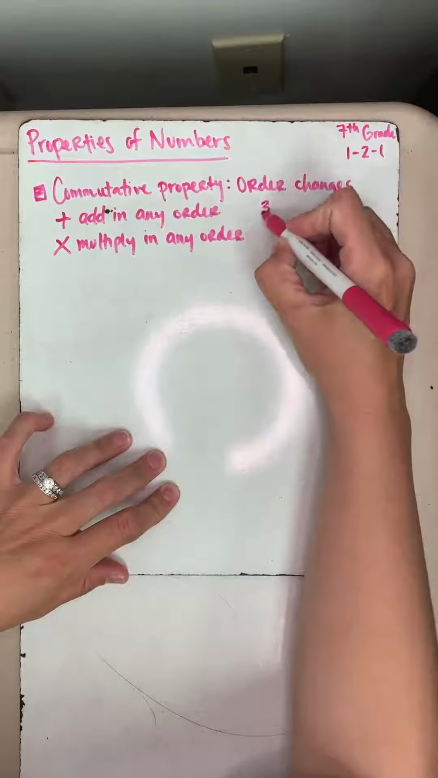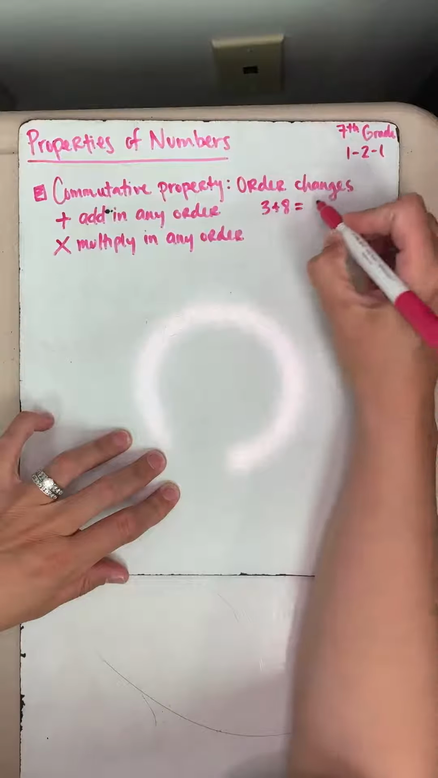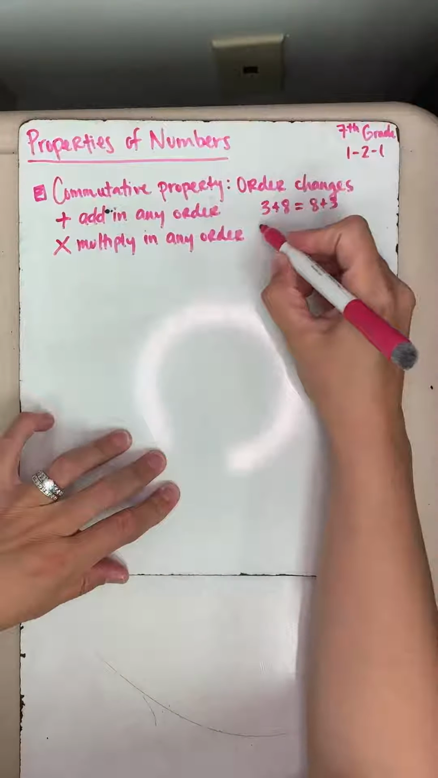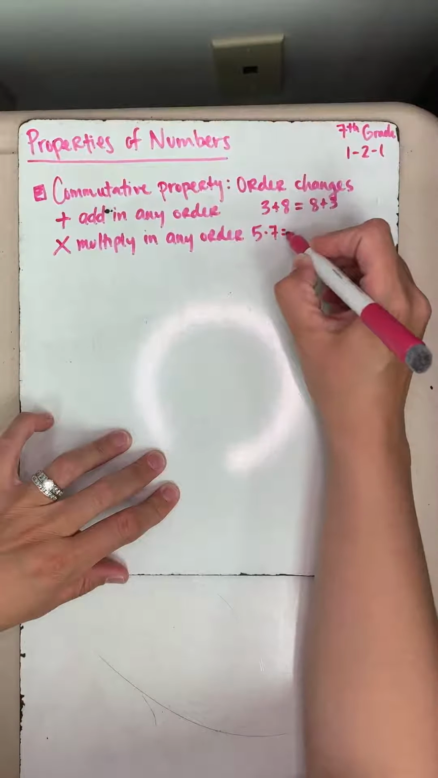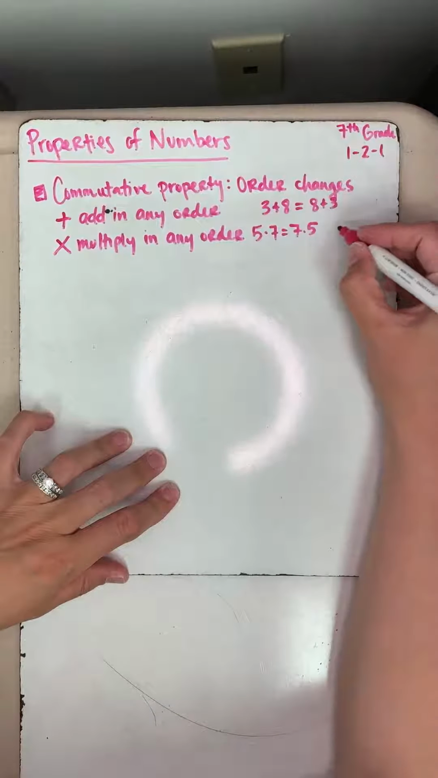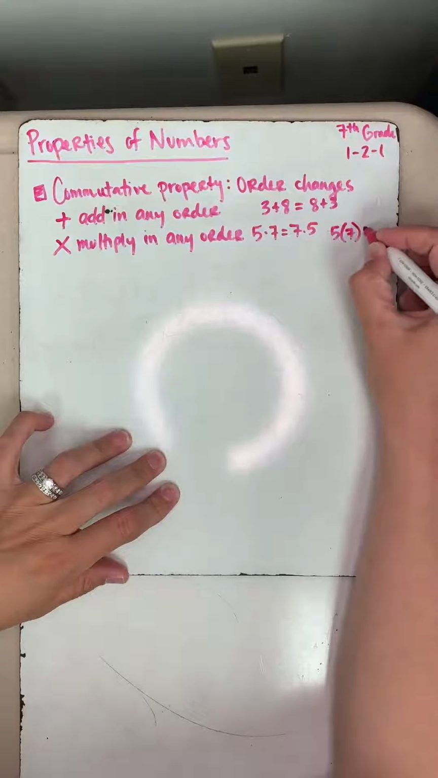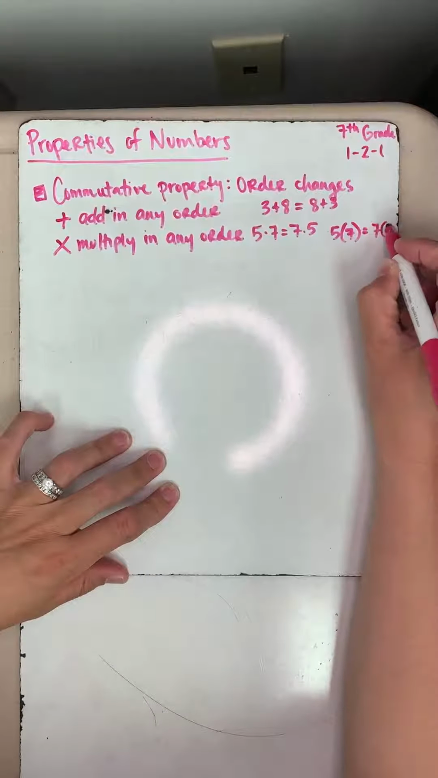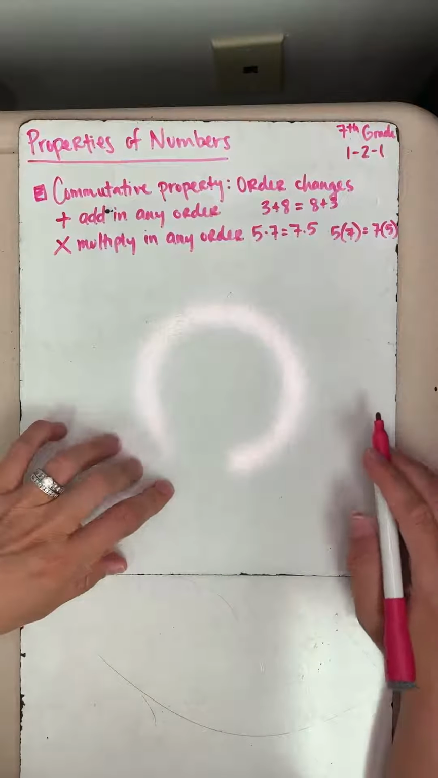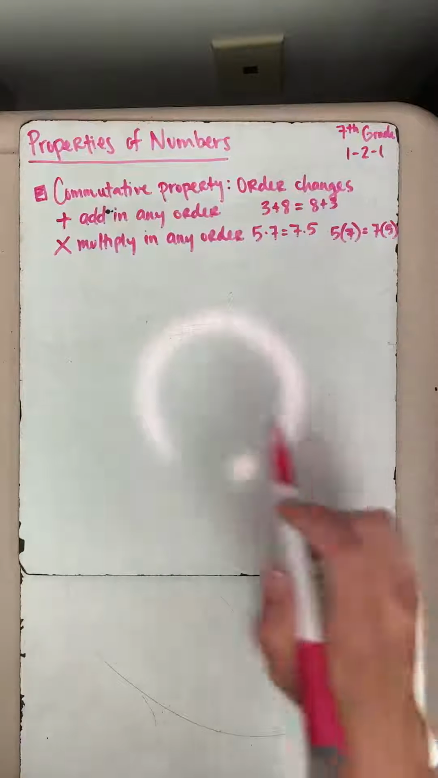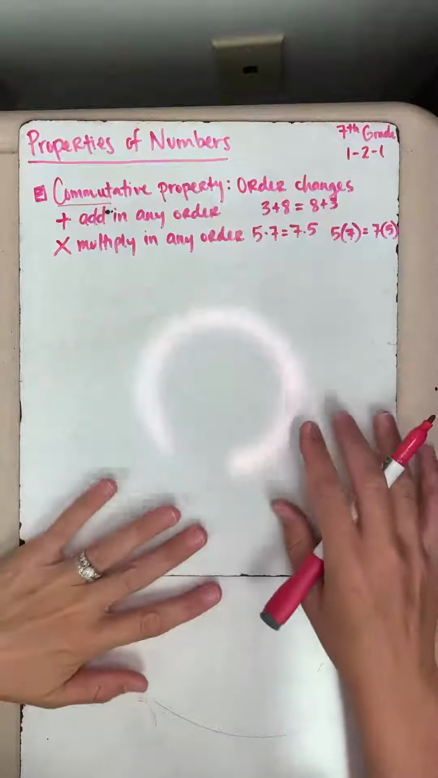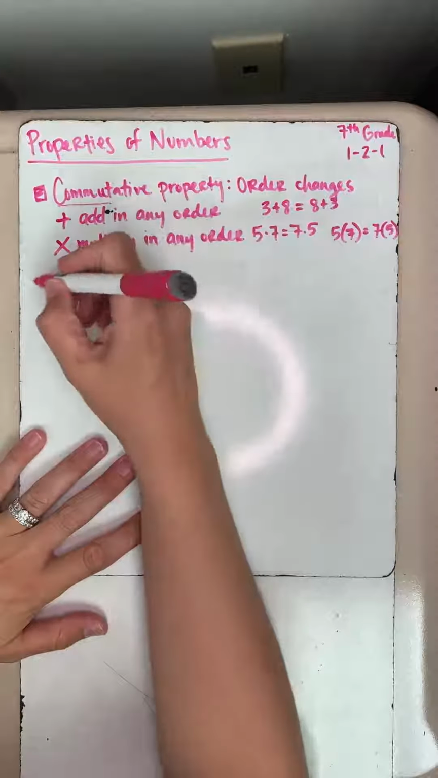Examples of this would be like 3 plus 8 is equal to 8 plus 3. In multiplication, if we do 5 times 7, it's equal to 7 times 5. You can even see that with parentheses. So 5 times 7 is equal to 7 times 5. So watch out for both of those because they mean the same thing. So we have the commutative property. Remember, commute, right? The cars can switch places. Now the next one that we talk about is the associative property.